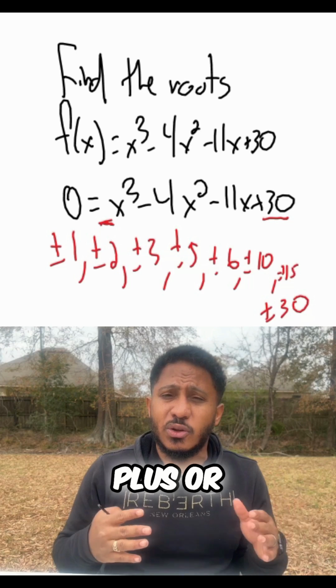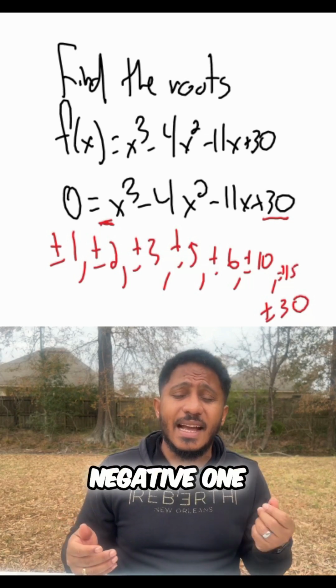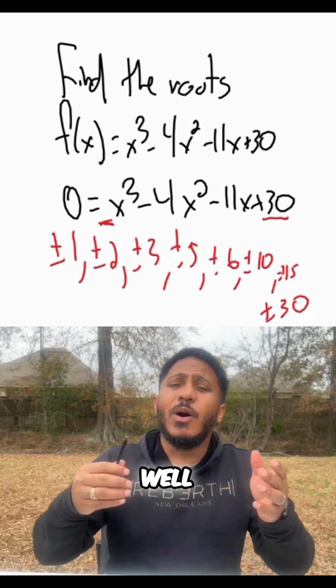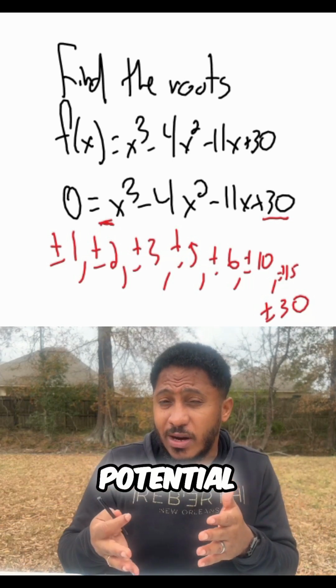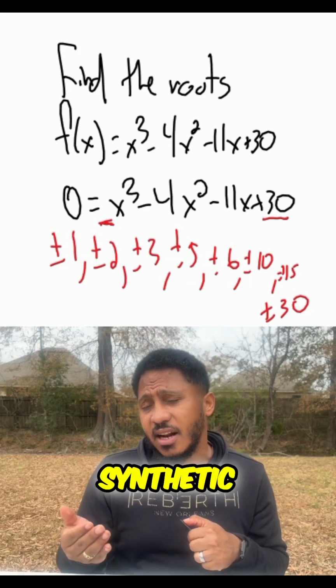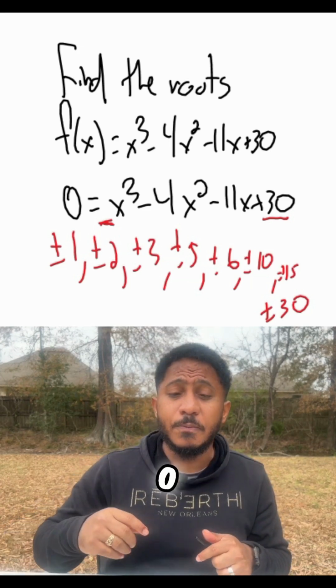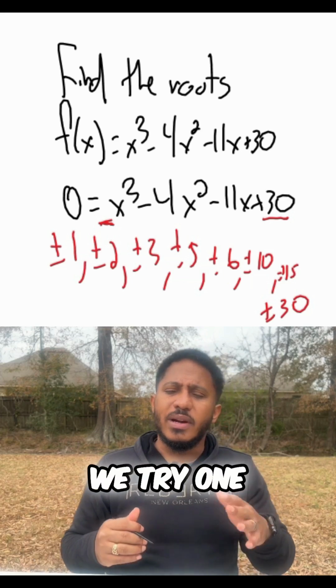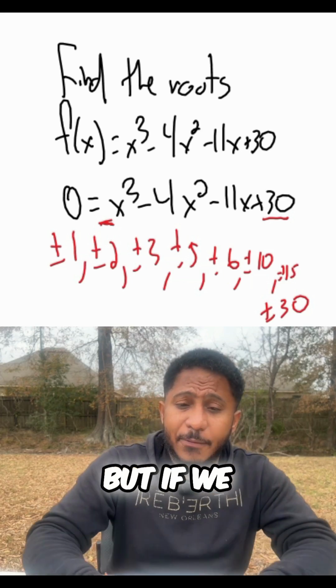And again, we're saying plus or minus because negative 30 times negative 1 would give me a positive 30. So we see which one of these are potential rational zeros, which one of these are possibly zeros. Now we're just guessing and checking from there using synthetic division to see if the remainder is 0. We usually start with the lower numbers. If we try 1 and negative 1, we know neither one of those work. But if we try 2, it does work.